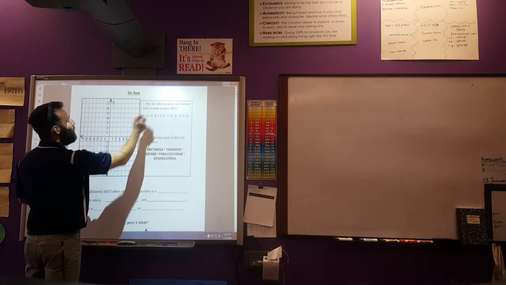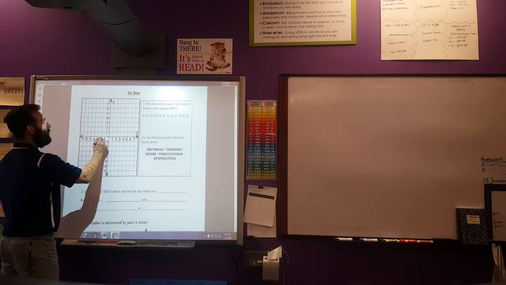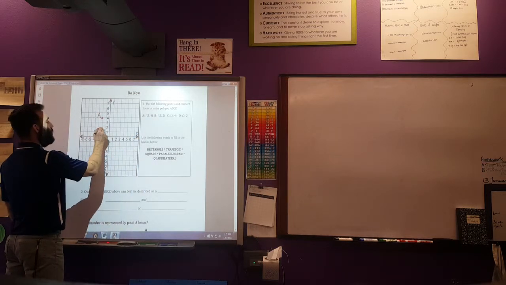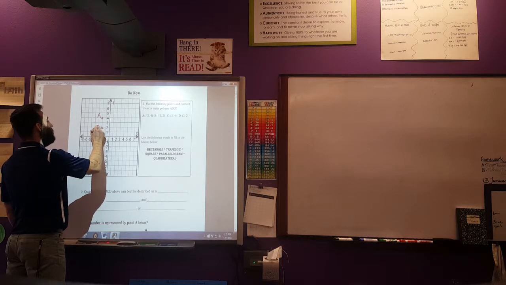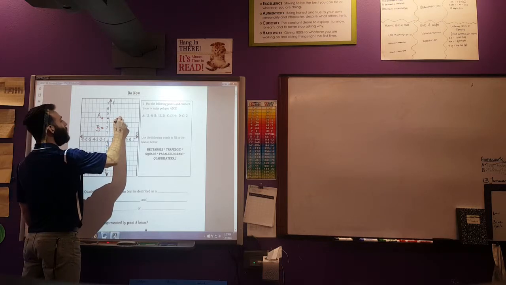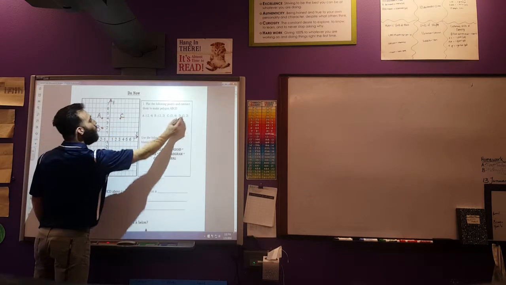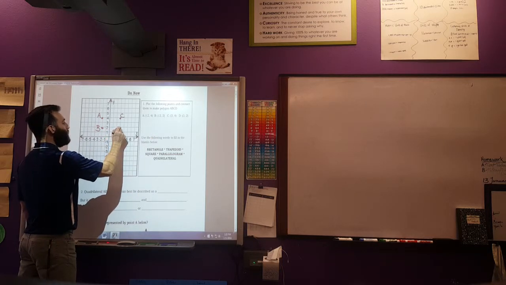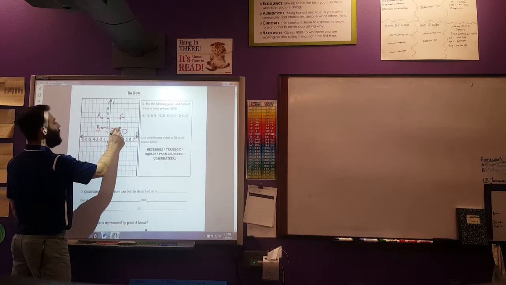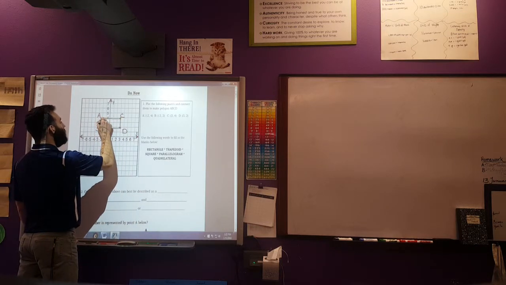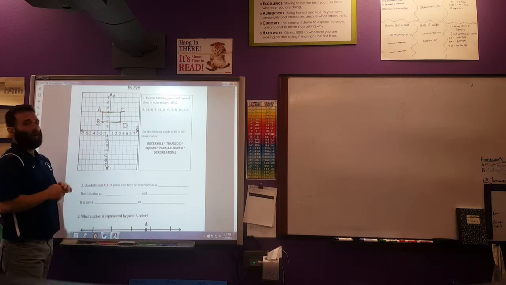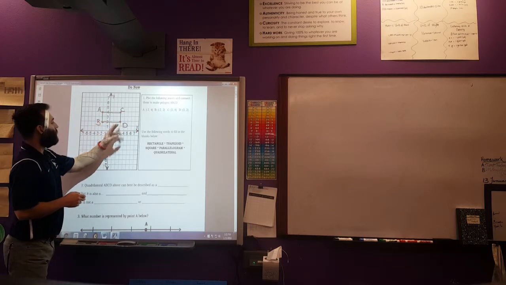So I'm going to start by plotting point A at -2, 4. Label it with an A. Point B, -2, 2. That's point B. Point C is 3, 4. And point D is 3, 2. I'll label that with the letter D. Now I'm going to connect my vertices here. And it looks like I have a polygon, A, B, C, D.